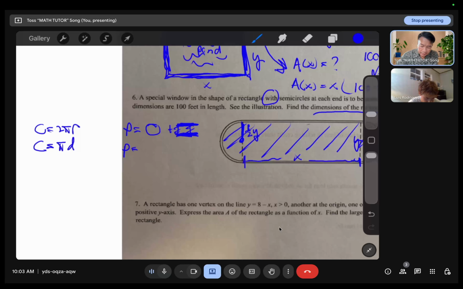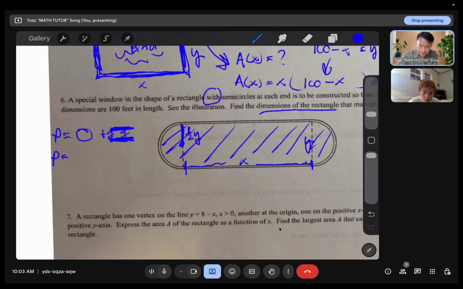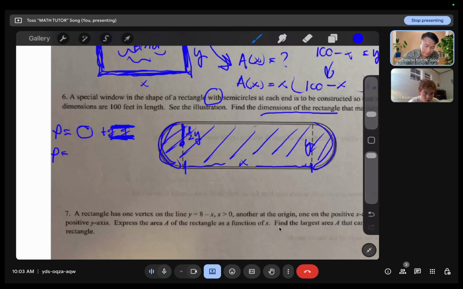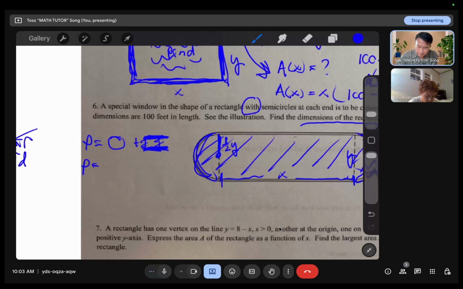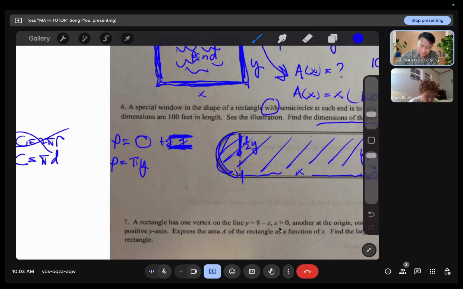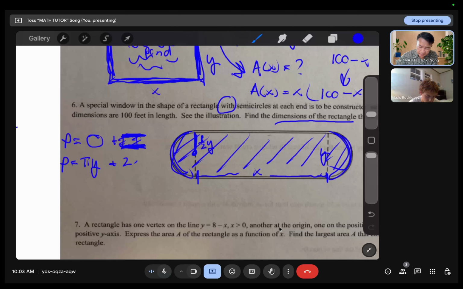So, you know what? We don't need the one half. We can literally use the y because I'm going to use the circumference. Don't forget, you're going to use this one added to that one. Literally, it'll be a circle. Does that make sense? So it's going to be a circle. So it's going to be pi times y, plus 2x. There you go.